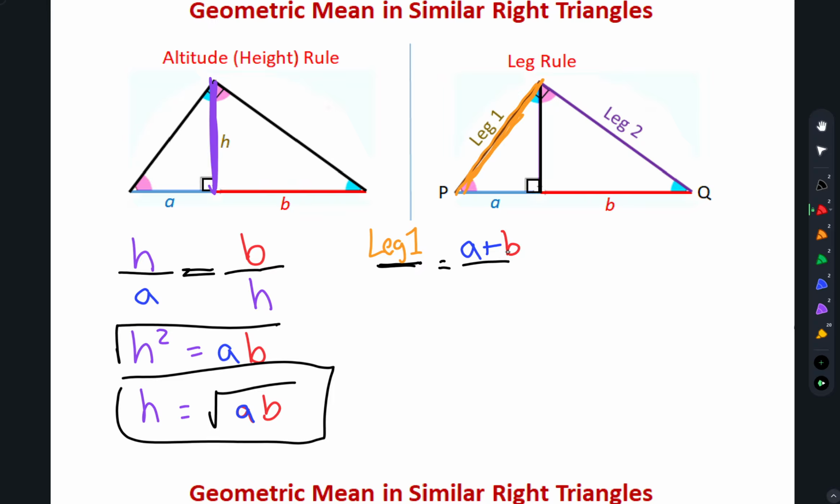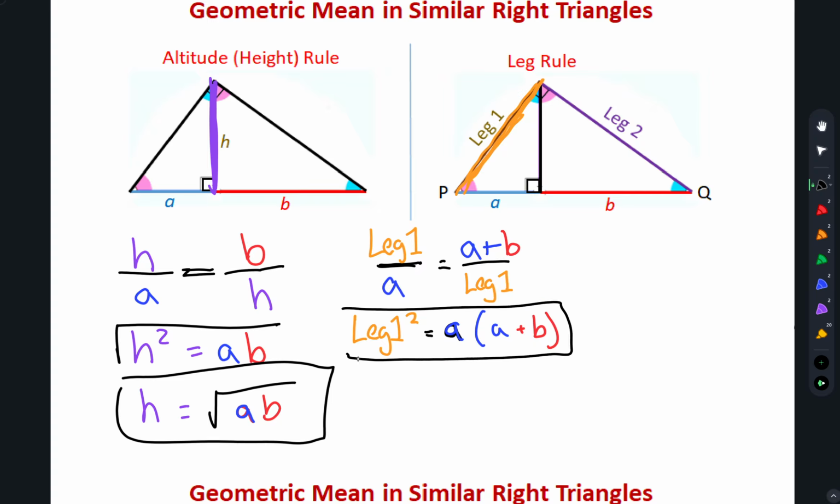Of my small triangle, A is the short leg, and of my large triangle, leg 1 is the short leg. So this formula looks like leg 1 squared equals A times, A plus B. And maybe you use that formula or maybe you don't, but there it is. And then the other one for leg 2. Essentially, it's the same thing.